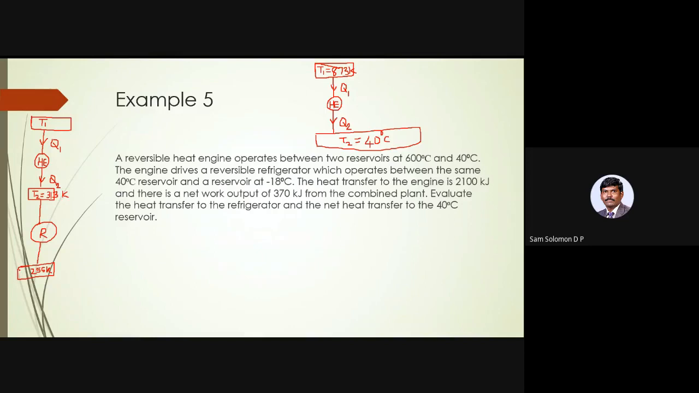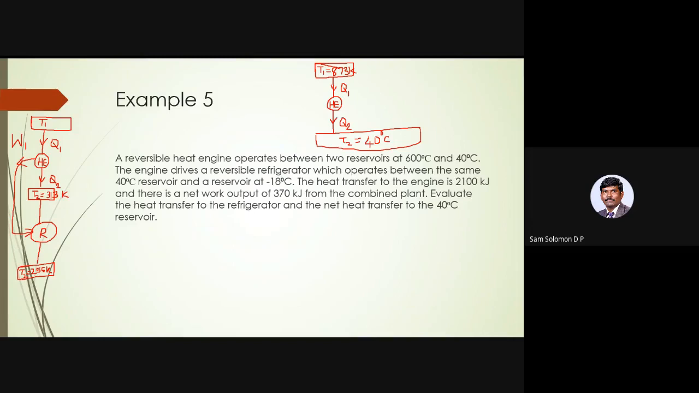Okay, so because we already have T1 and T2, let's call this T3. And what they are saying is the heat engine is actually driving the refrigerator. So the work output from the heat engine is W1, and this W1 is used for running the refrigerator. That is what they are saying.